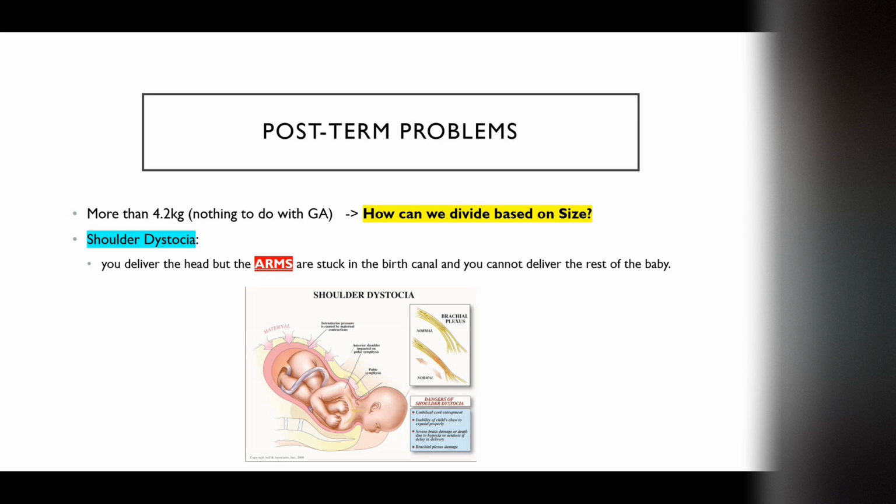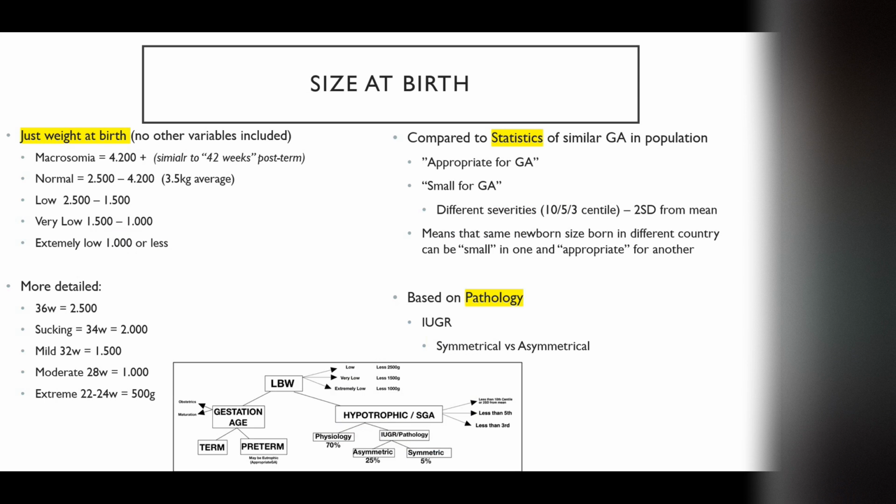So the first one, just going by weight, only caring for the specific child. Second method, comparing them in the population. So the same child, if it changes population, can be big or small because it's statistics, right? We don't care about the actual size, we just compare it to others. And the third one is pathology, like how the pathology influenced the baby. Is it symmetrical, asymmetrical, some other pathology? So just taking the weight at birth, we don't care about gestational age, we don't care about anything else, just weight. Macrosomia, we said 4.2 kilos and above.